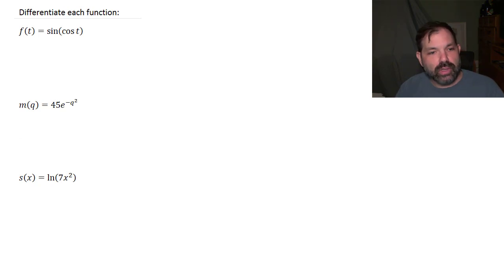All right, so here's a few more expressions. And what I would recommend is that you pause and try these on your own. Calculate the derivative of each of these functions.